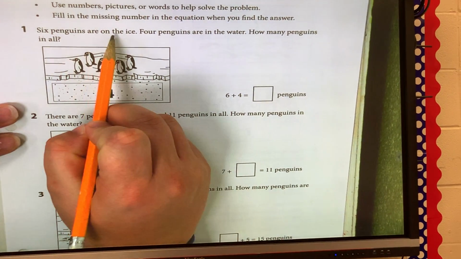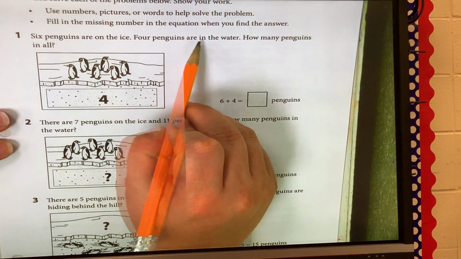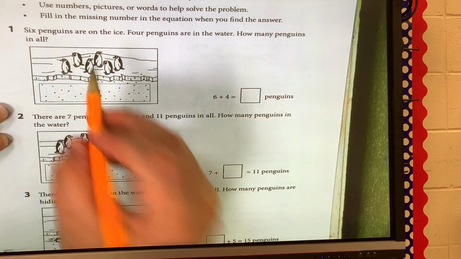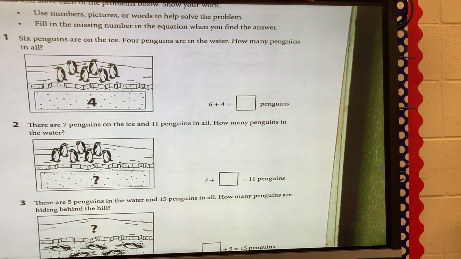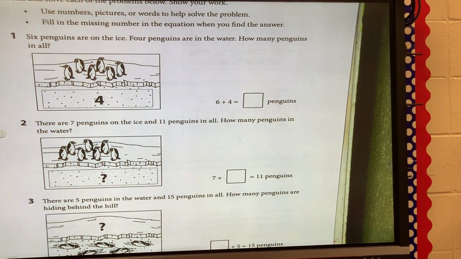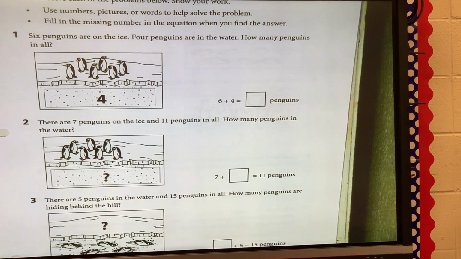6 penguins are on the ice. 4 penguins are in the water. How many penguins are in all? I'm going to give you about a minute to think about that in your brain and give me a thumbs up when you know your answer.